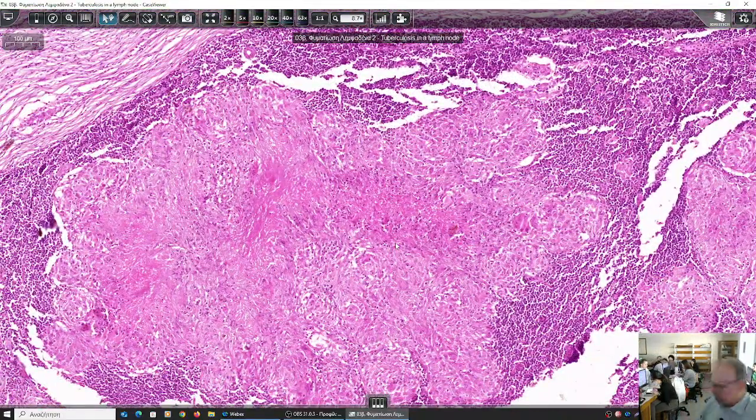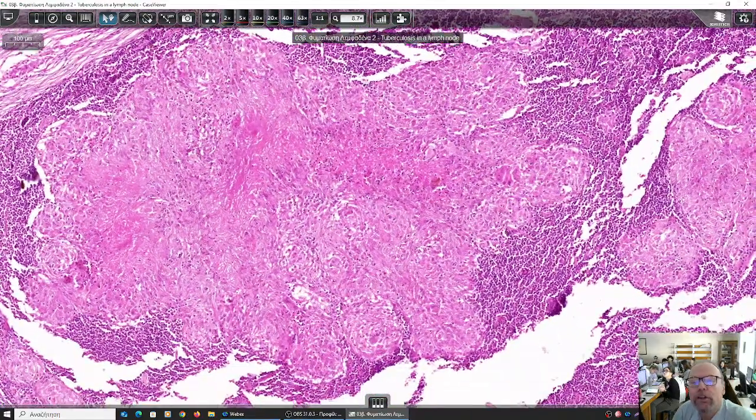Show me the necrosis. Get the mouse and show me where the necrosis is. Here. Here it is. That's right. So this is a necrotic granuloma.